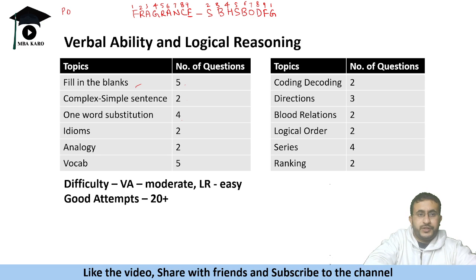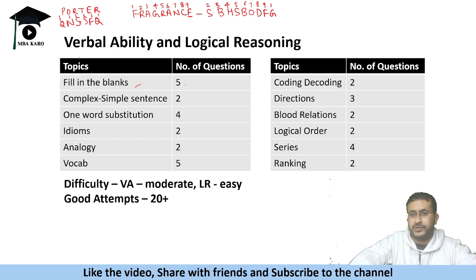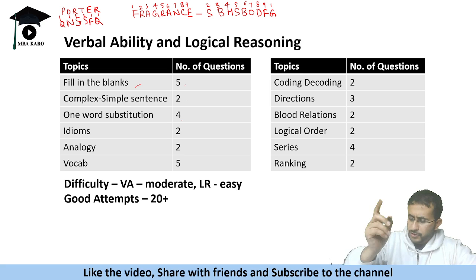And another was porter is coded as Q N S S F Q. So this was an easy one. You had to add and subtract, add and subtract, add and subtract. That was the logic. So these were simple logic based questions.